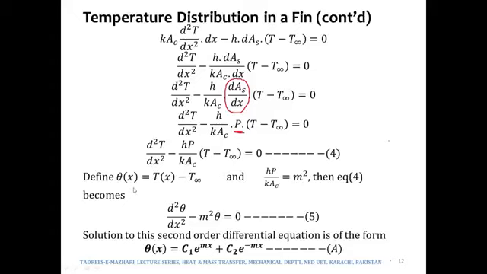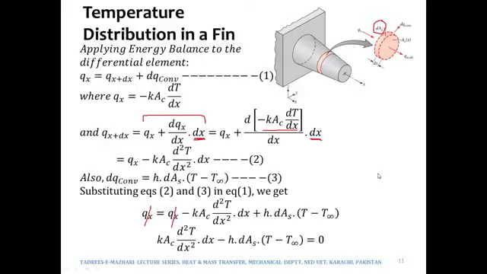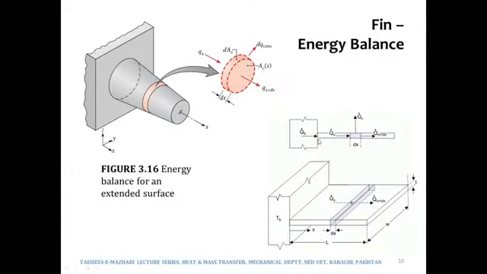Now if we define this T minus T infinity as theta at any x, it means that theta at any x is equal to the temperature at that x minus T infinity, which means that theta at base would be the temperature at the base minus T infinity, if you are talking about the base of the fin. Similarly, theta at the tip would be equal to the temperature at the tip minus T infinity. So theta at any location, be it tip or base or any other location, would be equal to the temperature at that location minus T infinity.